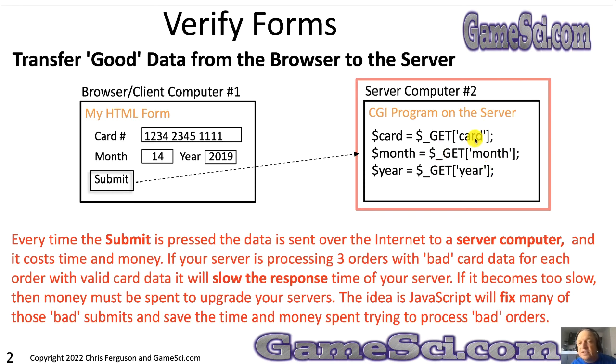Well, what's the use of sending a credit card company month equals 14 as expiration? It's just going to tell you it's wrong. So the sooner you can correct and fix it, the better, and the less time the server spends processing data it shouldn't even be looking at.